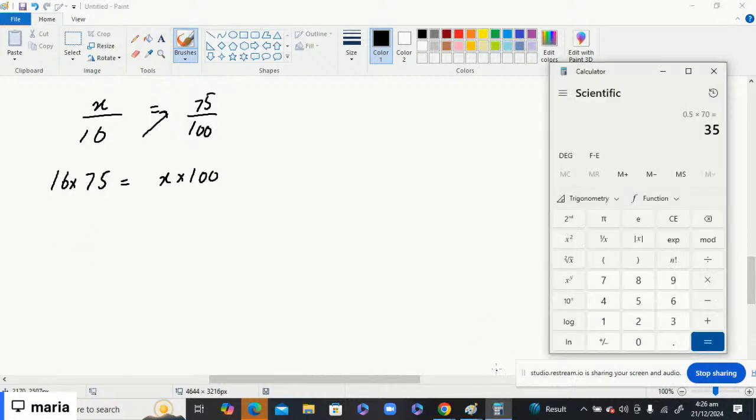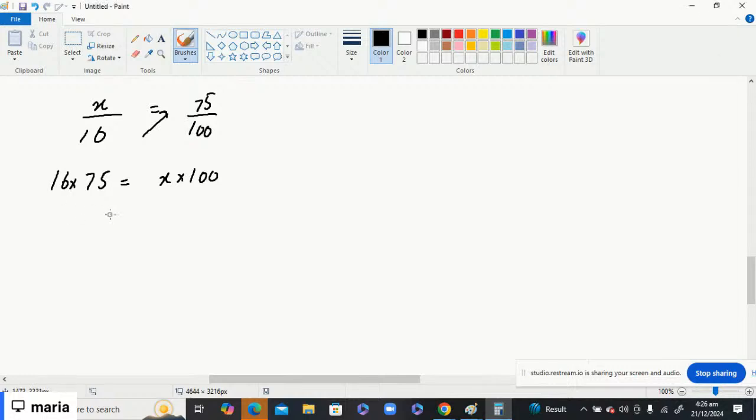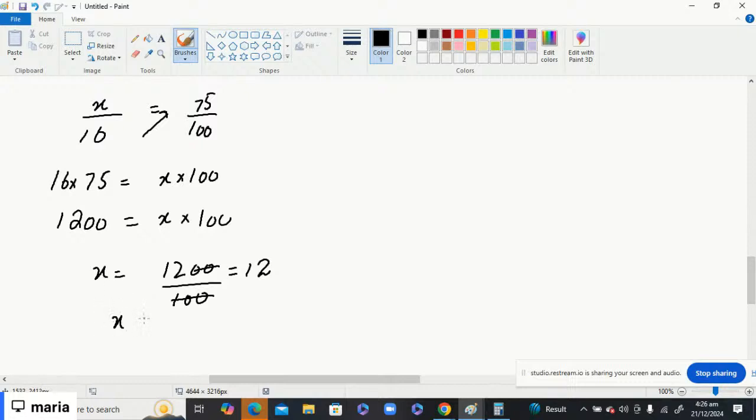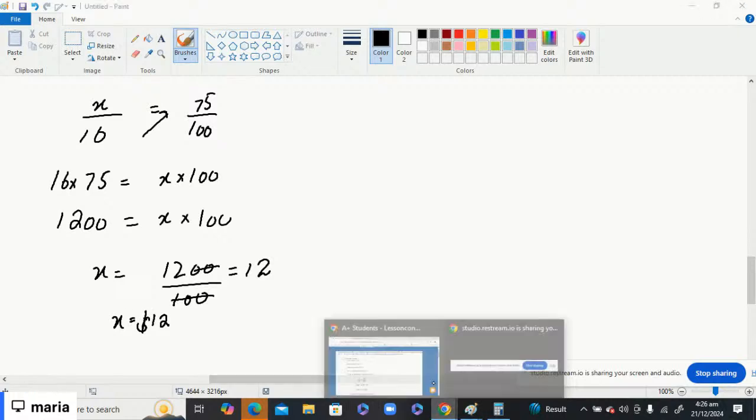So now 16 times 75, that is 1200. Now x equals 1200 divided by 100, which is 12. Okay.